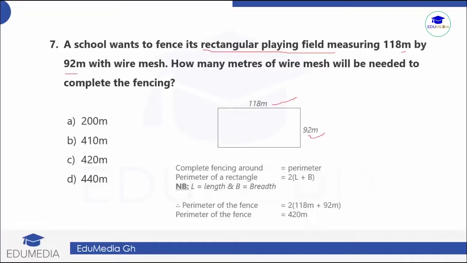Now we look at the formula. The perimeter of a rectangle is 2 into brackets length plus breadth, where L is the length and B is the breadth. So the perimeter of the fence is 2 into bracket 180 meters, the length, plus 92 meters, the breadth. When you do this calculation, you get 420 meters. So that is our answer there, 420 meters, the perimeter of this whole fence. All right, to the next question.